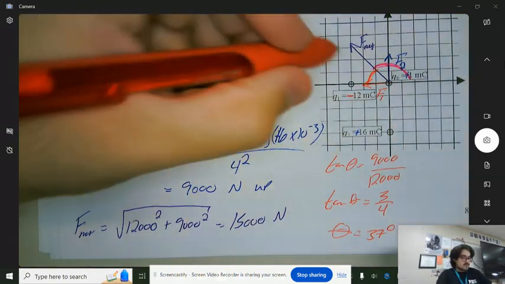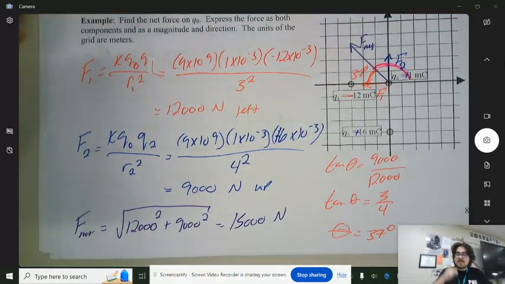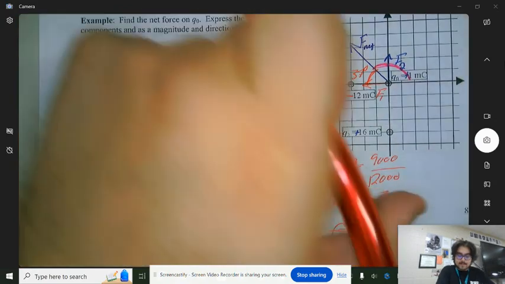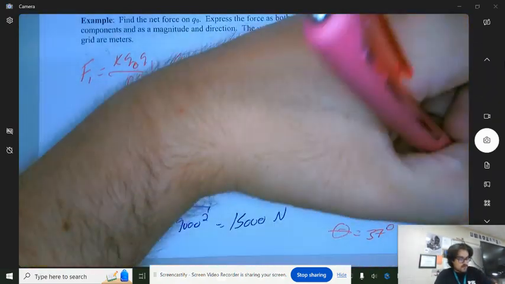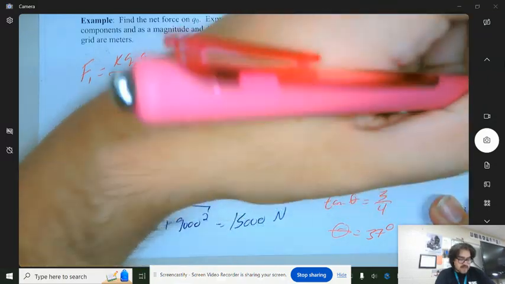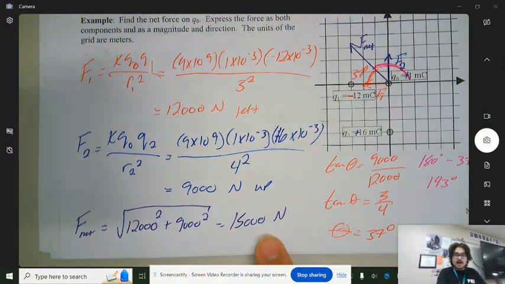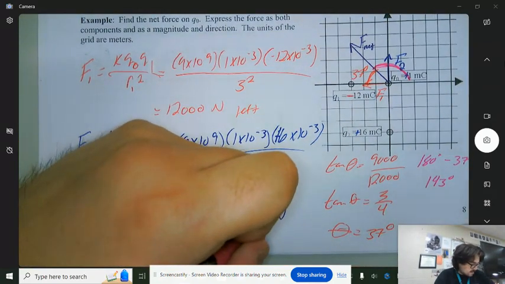Now that is giving you this right here. That gives you that angle right there. If you wanted to get the angle in pink, you would just have to do 180 degrees minus the 37 degrees, and you would end up getting 143 degrees. So I would report this as 15,000 newtons at 143 degrees.